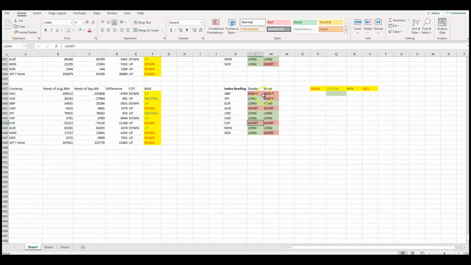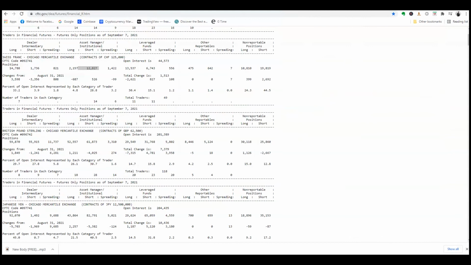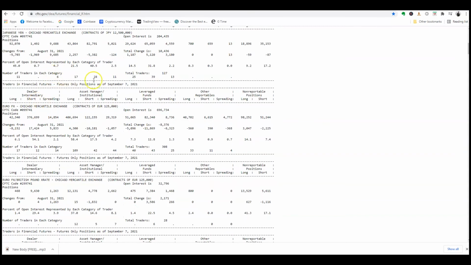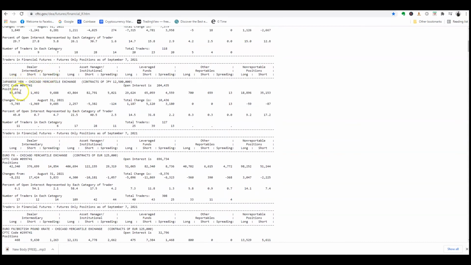Now, some pairs, you're going to have it where it actually shows where, let's go take a look at JPY. Now, with JPY, Japanese yen, is going to show that there are much more longs than there are shorts on the dealer side. So we're actually going to be short on the dealer side. But on the asset side, there's much more shorts than we have longs. So we're going to be short on the asset side. So we're long on the dealer side.